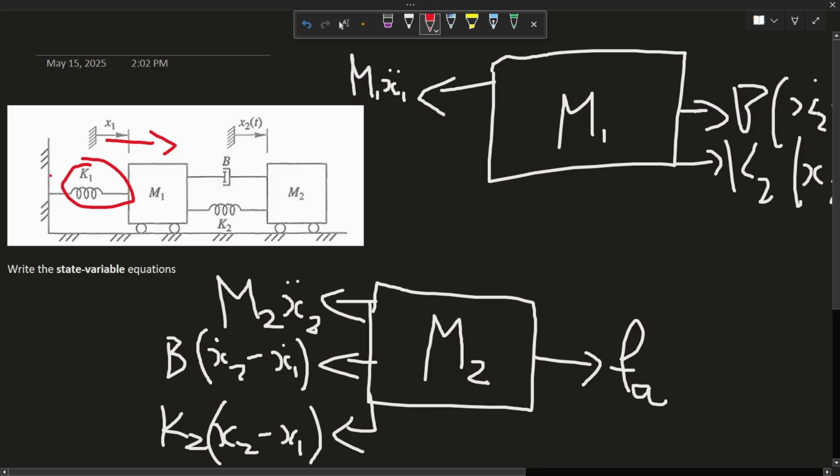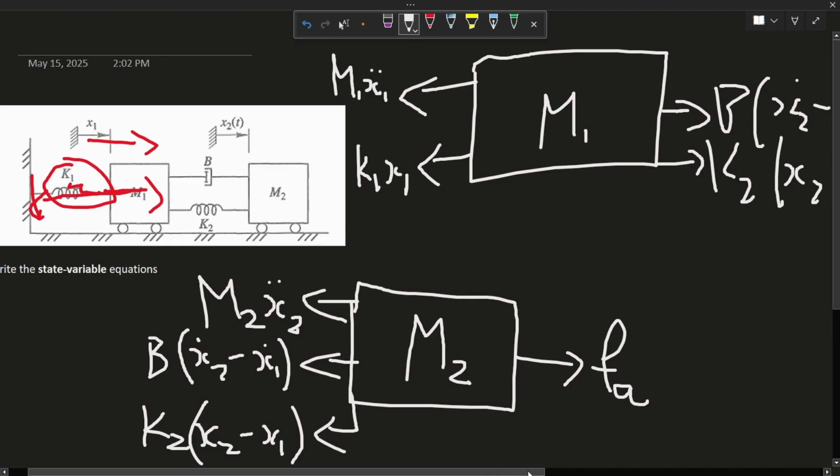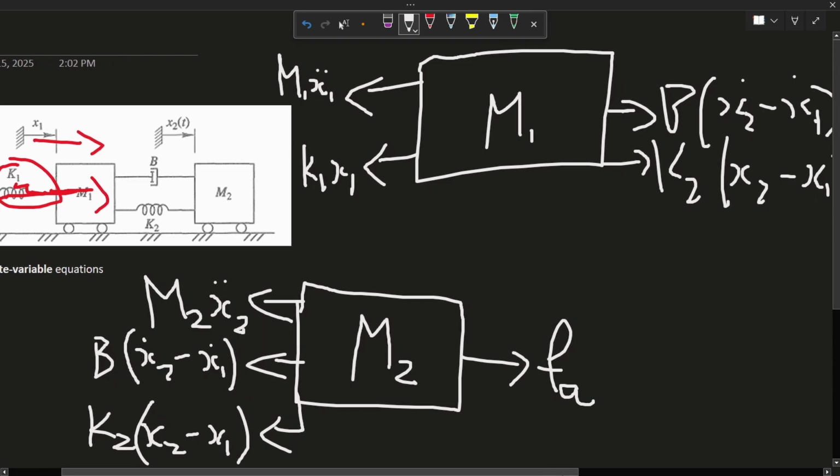But in this case it's connected to a wall, so as this is moving towards the right, it's going to stretch and pull the object back. So this is 100% pointing towards the left. K1 x1. And that's it. So now we can write our equations.